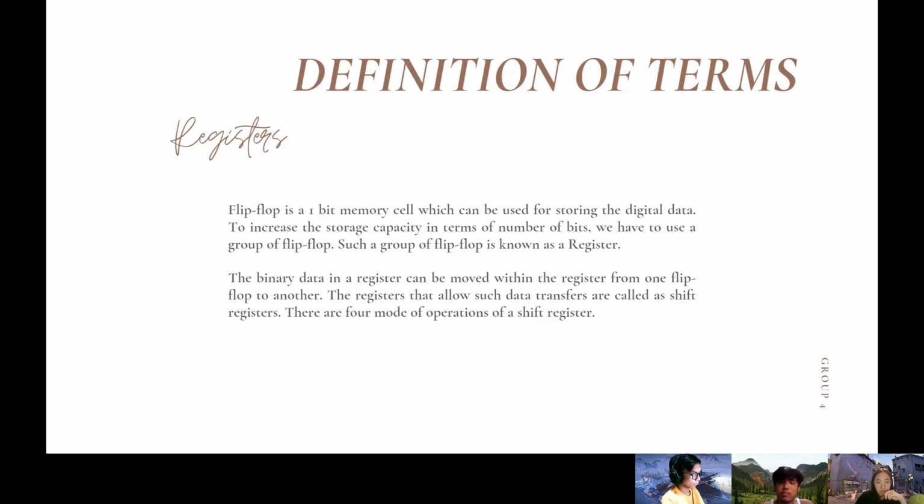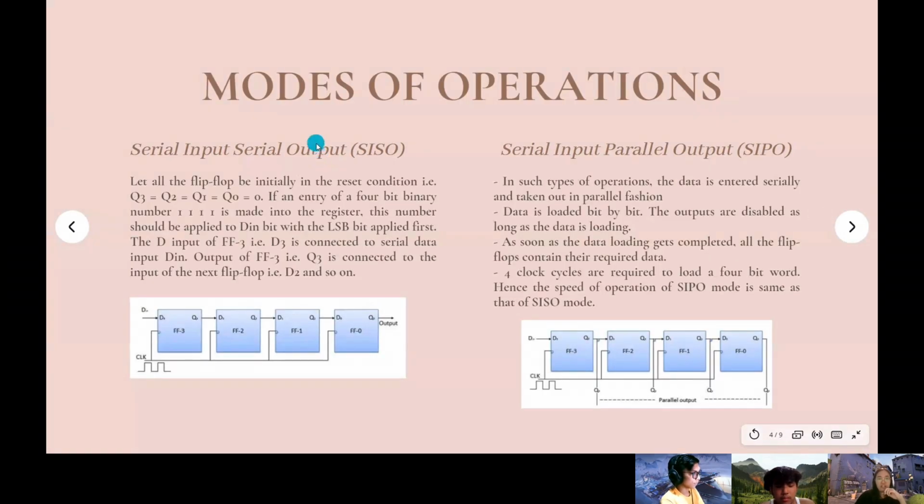There are four modes of operation of a shift register, and they are as follows. So here are the modes of operation. The serial input, serial output, or the SISO. Let all the flip-flops be initially in the reset condition, i.e., Q3 = Q2 = Q1 = Q0 = 0.